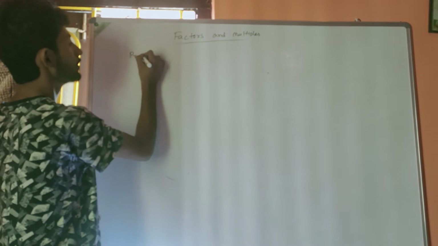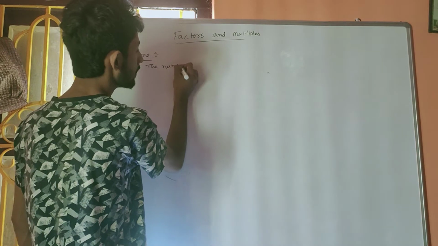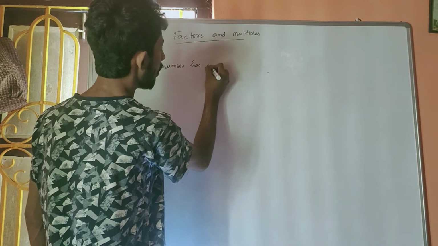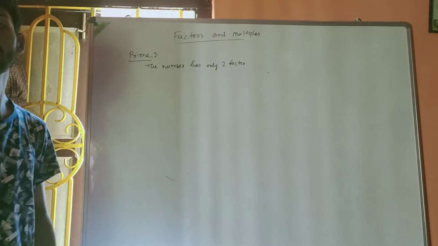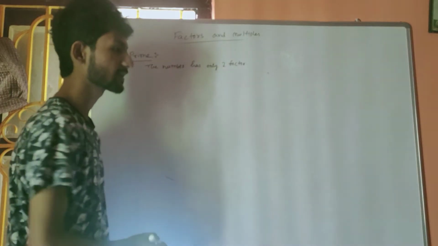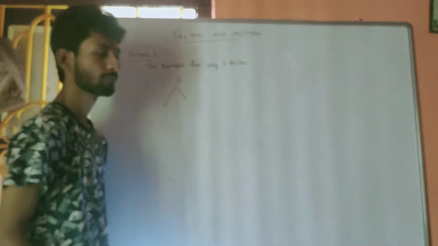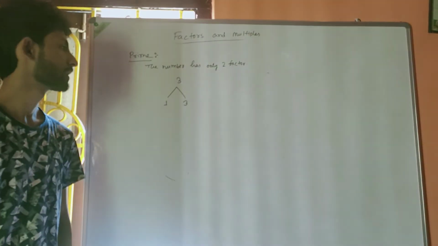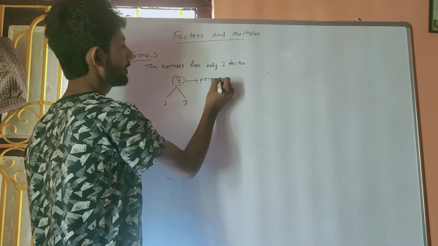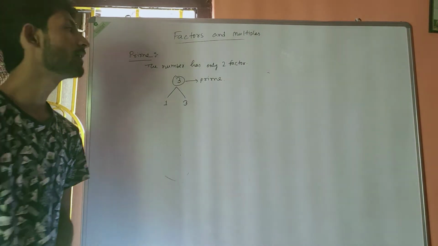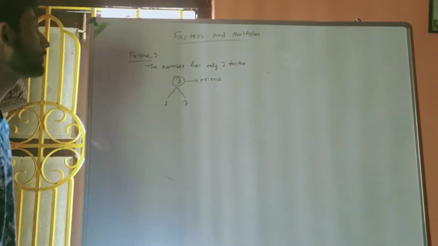Prime number. If a number has only 2 factors, suppose there is a number 3. 3 has only 2 factors, one is 1 and another is 3. So this number 3 will be called prime. If a number has only 2 factors, then the number will be prime.